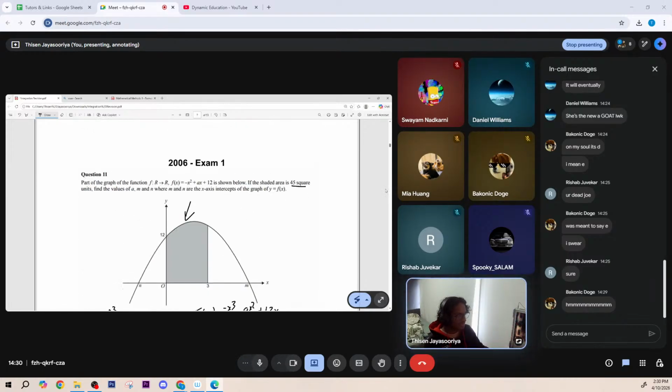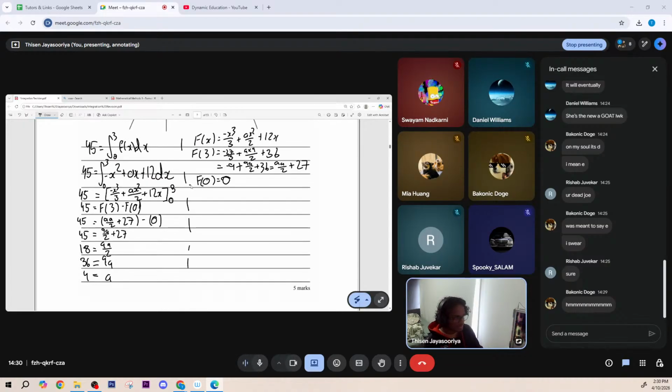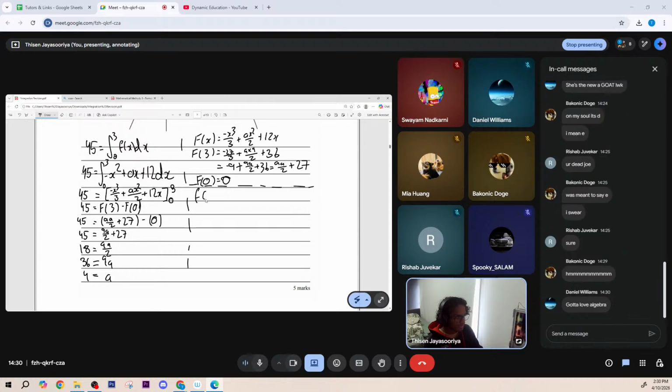So are we done with the question? It says here, find the value of a, m, and n. We have n and m over here, which are the intercepts. So I also have to find the intercepts of this function. We know that f of x is now equal to negative x squared plus 4x plus 12. If we do f of x equals 0, we get 0 equals negative x squared plus 4x plus 12. We can factorize this and see that it's negative x take 6, x plus 2, which means that x equals negative 2 and 6.